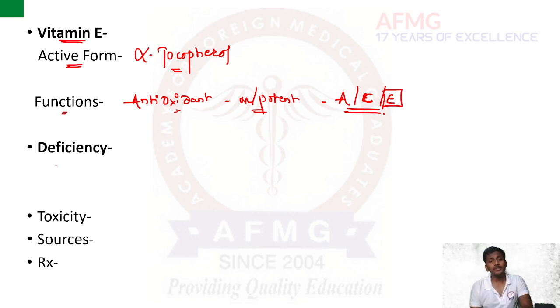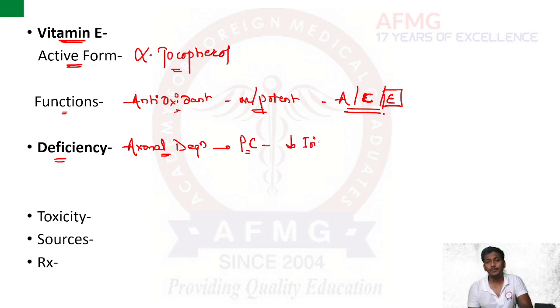Now if I talk about the deficiency of vitamin E, guys, first of all, please remember, vitamin E deficiency can lead to axonal degeneration. If the axons, mainly in the posterior column of the spinal cord, are degenerated, then there would be decreased joint position sense and decreased vibration sense, so both of these senses would decrease.